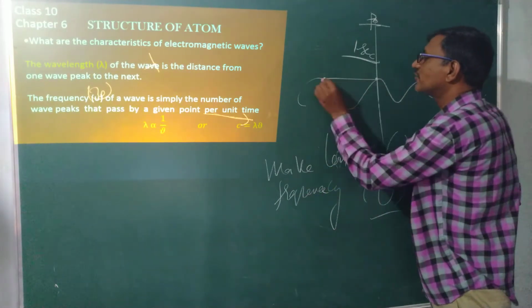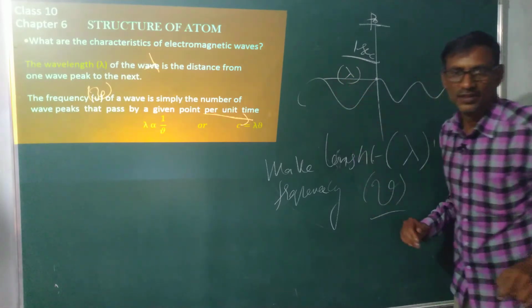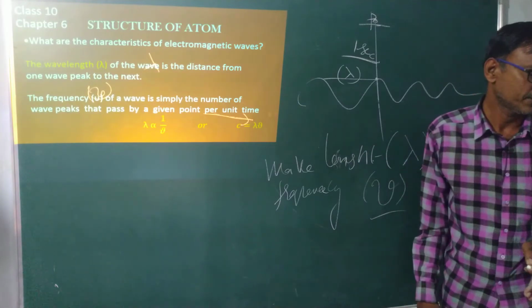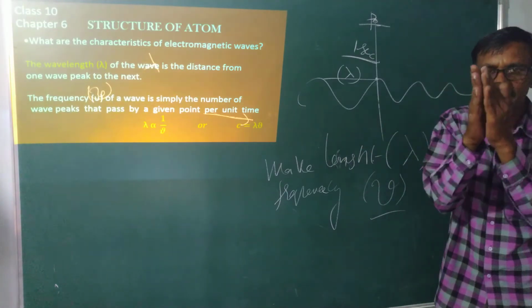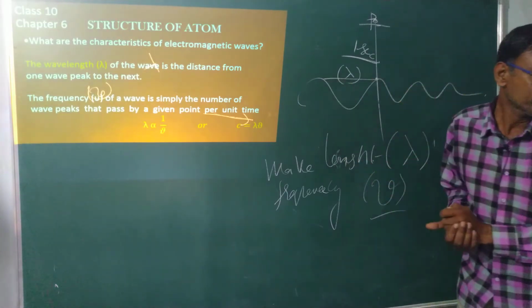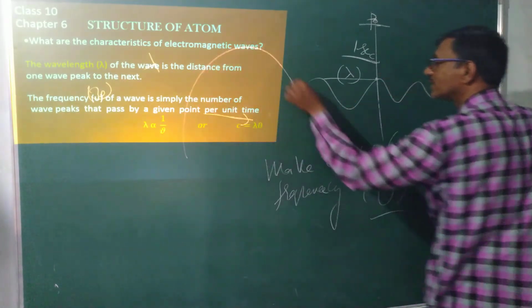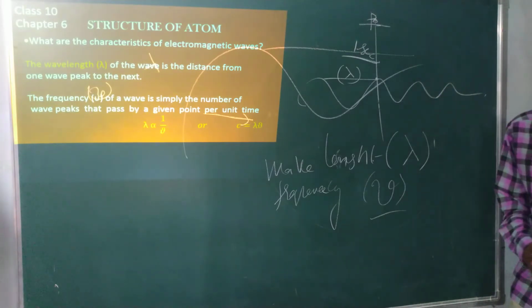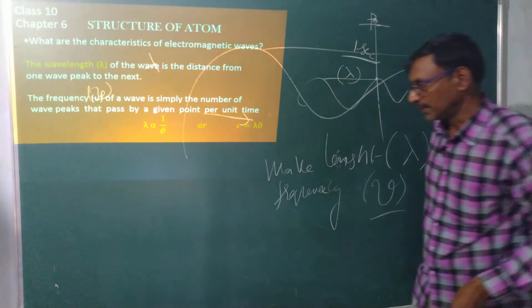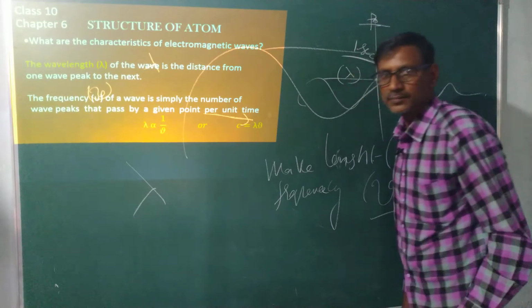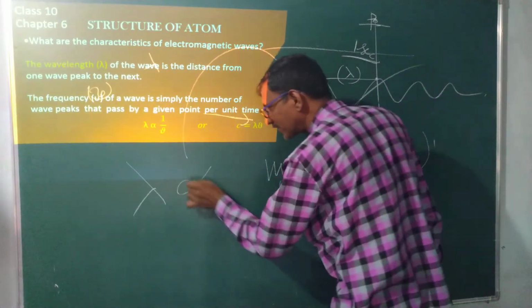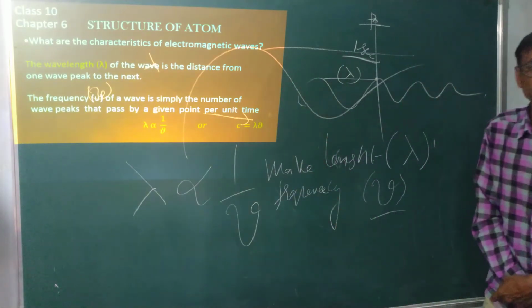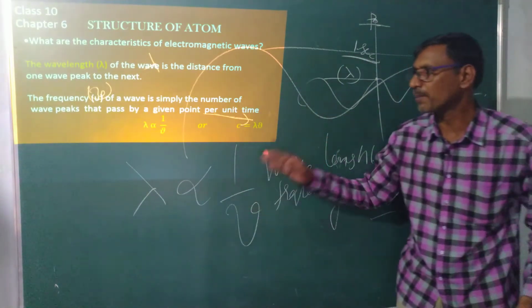If the wavelength is very small, the number of peaks will go very fast. Because the length decreases, more will pass. If the length is very large, the number of peaks is very less. That means lambda is inversely proportional to 1 by nu. This is very, very important.